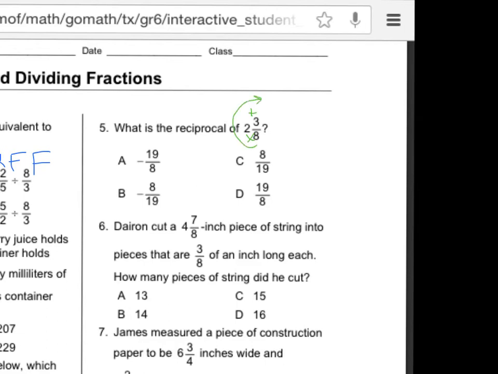Okay, first we have to change it to a fraction. Before you can do the reciprocal, you have to know what the fraction is. 8 times 2 is 16, plus 3 is 19 eighths.